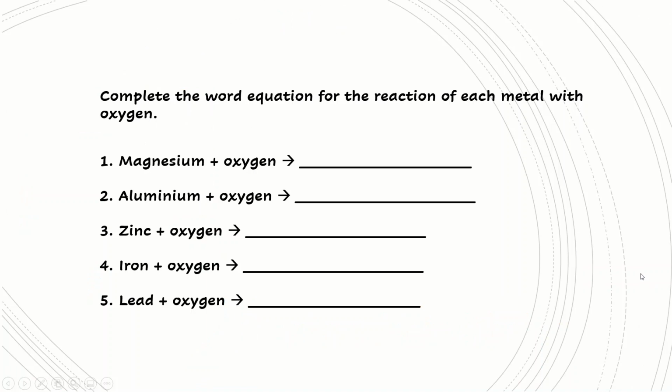Okay, next. Okay, complete the word equation for the reaction of metal with oxygen. So yang ini sangat mudah. Okay, magnesium react dengan oksigen, kita akan dapat magnesium oxide. Okay, magnesium oxide. Aluminium react dengan oksigen akan dapat aluminium oxide. Zinc react dengan oksigen akan dapat zinc oxide. Iron react dengan oksigen, iron oxide. Lead react dengan oksigen akan dapat lead oxide. Okay, so you boleh buatlah word equation ni dalam buku nota masing-masing.